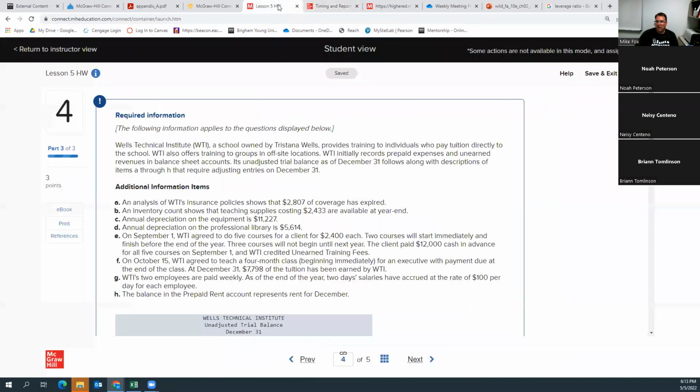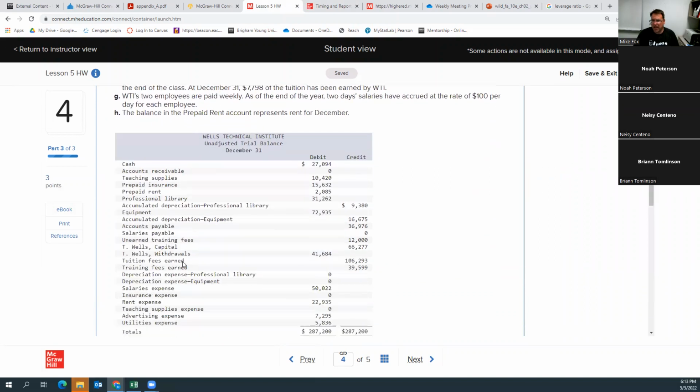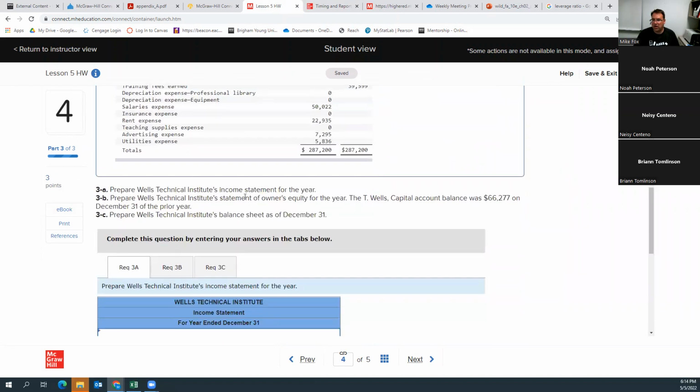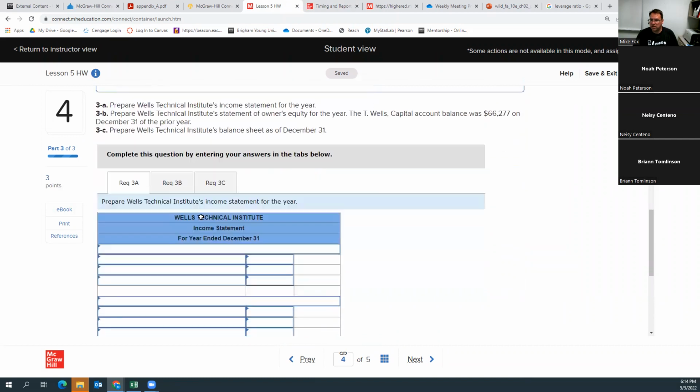So let's look at the problem, and then I'll try to talk you through these. So here's this Wells Technical Institute. They provide training, and people pay tuition directly to the school. So at the end of December, we know that we're going to have some adjusting entries, and then it gives us all of this additional information. And it gives us an unadjusted trial balance. So it tells us to prepare their income statement for the year. Then it tells us to prepare their statement of owner's equity, and then finally their balance sheet.